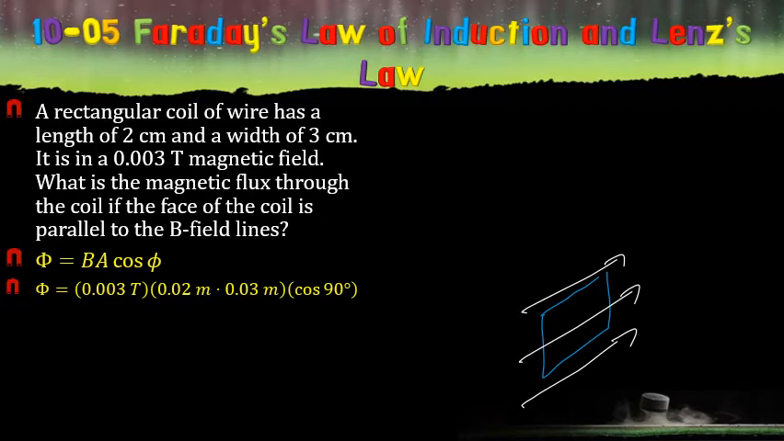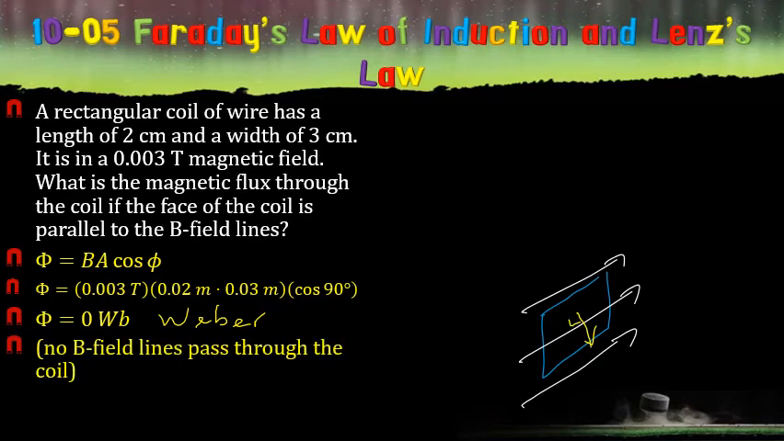Otherwise, you could say, oh, the angle between the normal would be perpendicular to the loop. The angle there to the magnetic field is 90 degrees. Cosine of 90 degrees, when we plug everything in, is 0. You get 0. And the unit is Webers, or Tesla meter squared. So again, since no magnetic field lines pass through the coil, there is no magnetic flux.